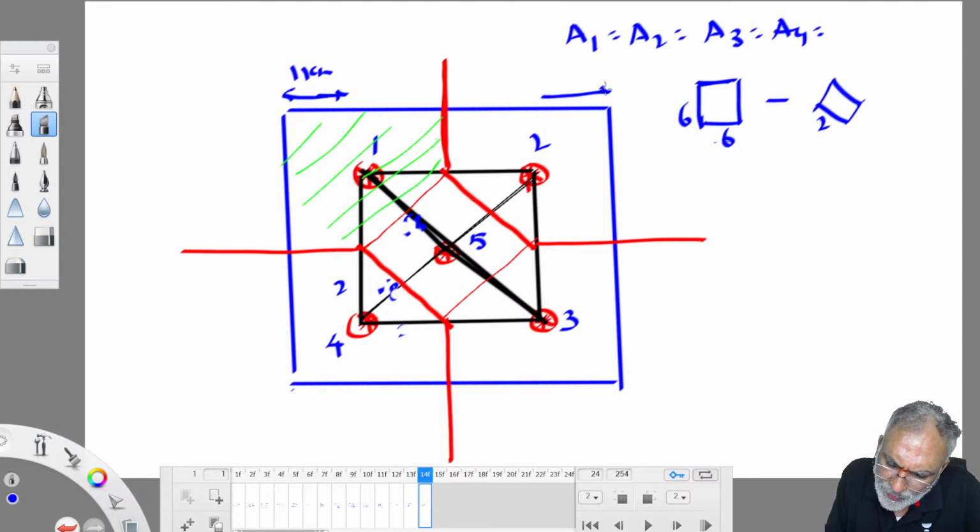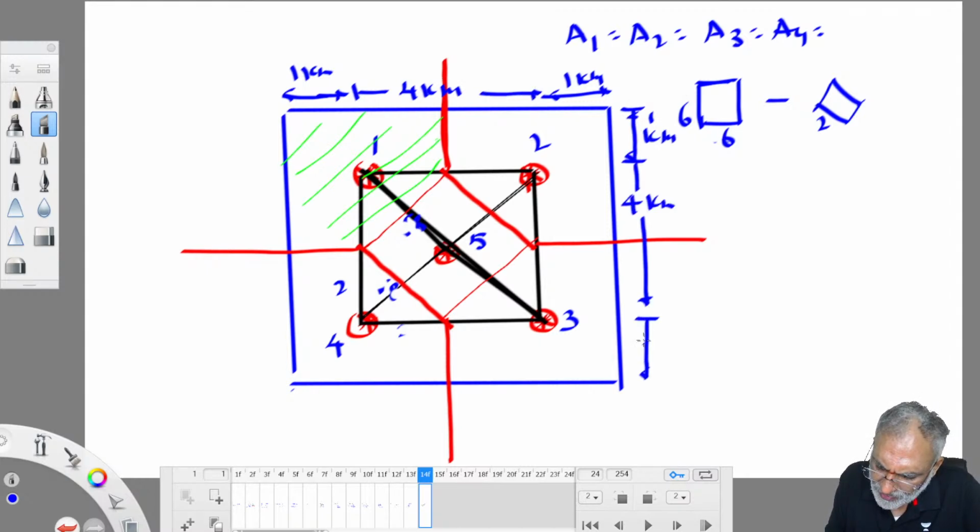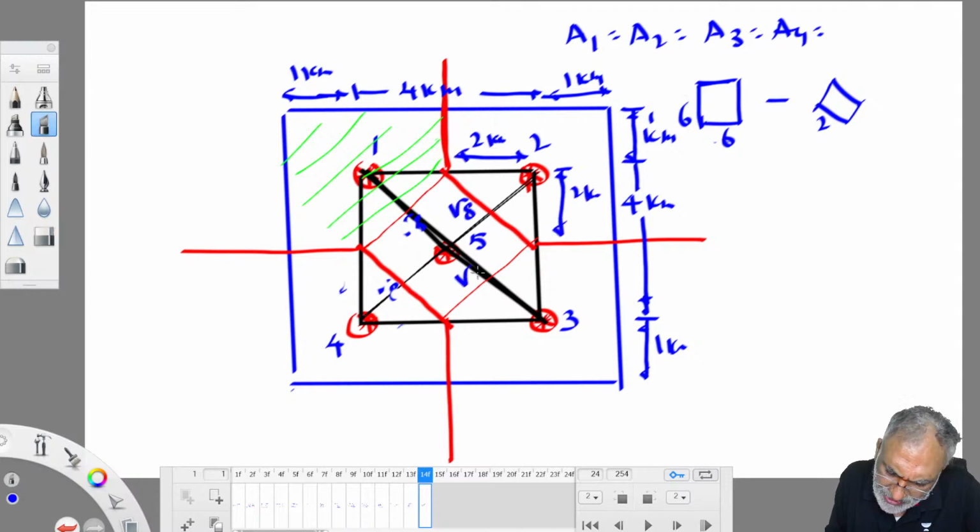Here, this is 1 kilometer from here. Then the remaining is 4 kilometers. Similarly, in this direction also the same thing: 1 kilometer, again 1 kilometer. Then what is the distance between these two? This diagonal is equal to 2 kilometers. Understood? Then this side also is root 8, so this is root 8 and root 8.